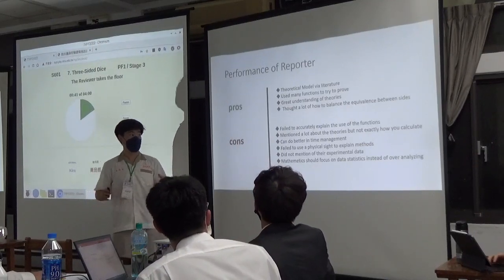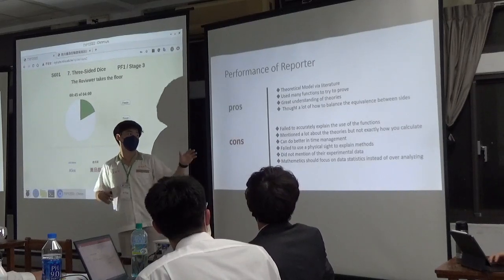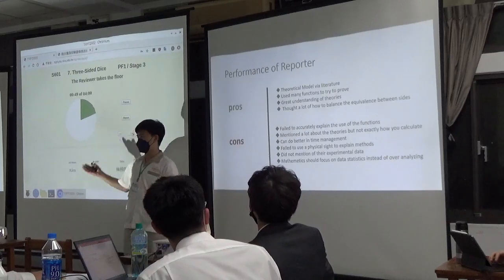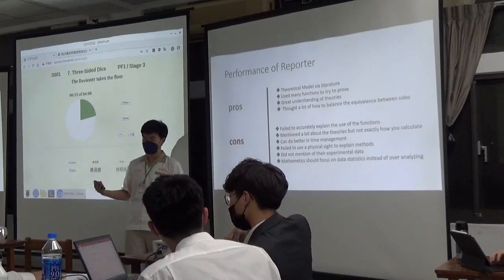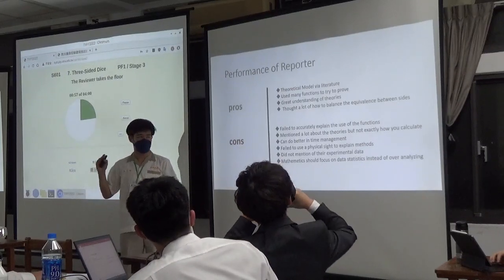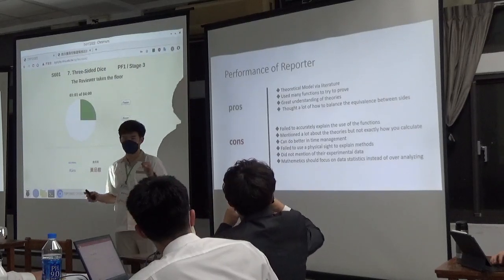And they thought a lot about how to balance the equivalence between sides. But I believe the cons are that they failed to actually explain the use of the functions. They threw many equations and functions out, but didn't say clearly how they actually used them. They mentioned a lot about theories, but not exactly how they calculated it. And they can do better in time management, as they didn't finish their report just in time.